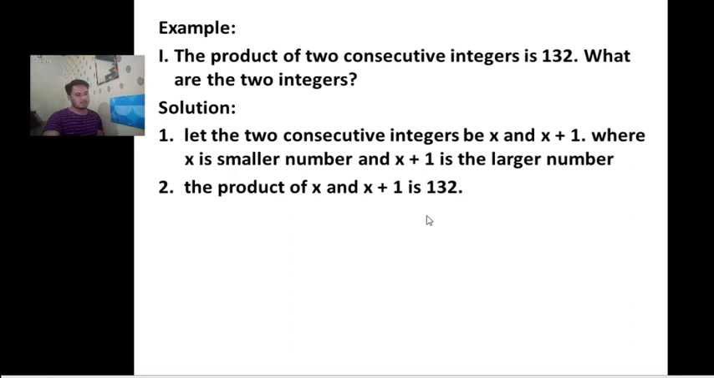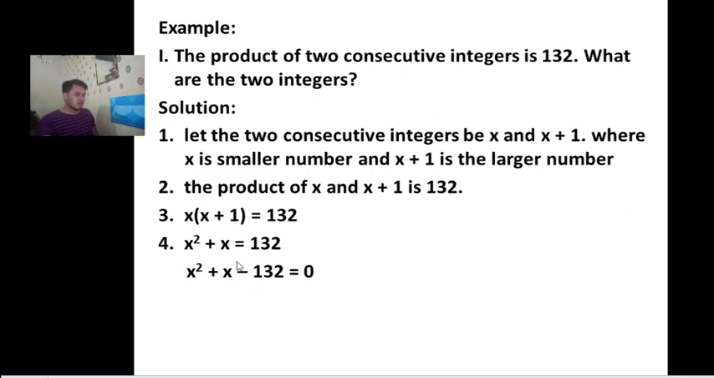So we are talking about product. So we will multiply. So we have x times x plus 1 equals 132. Next, distribute x to x plus 1. So we will multiply x times x, x squared, x times 1, x, and equals 132.